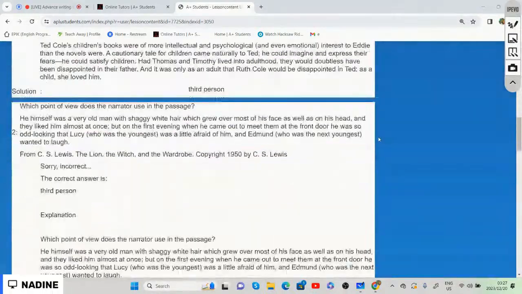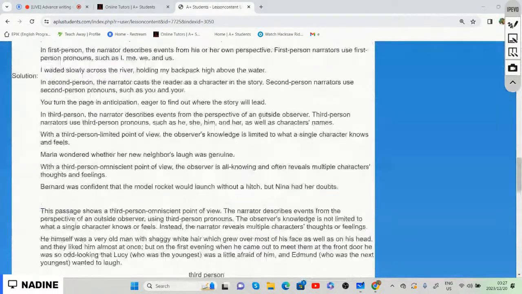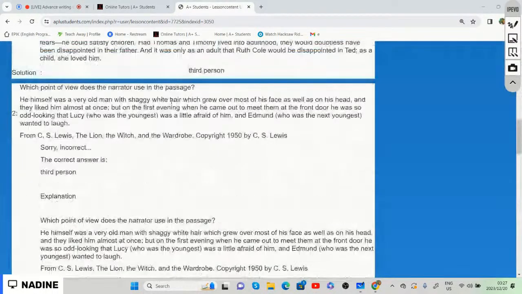All right. So we need to say now which point of view does the narrator use within this passage?